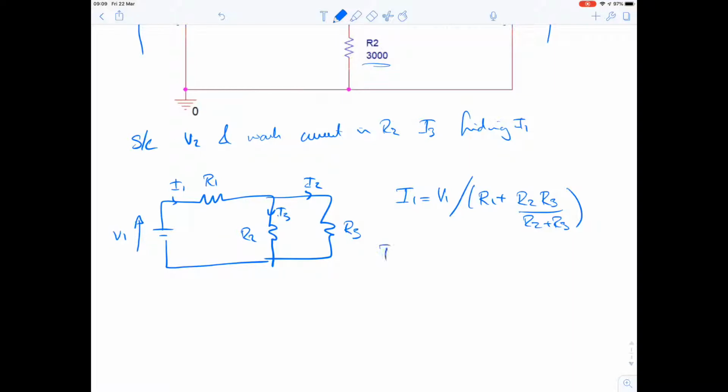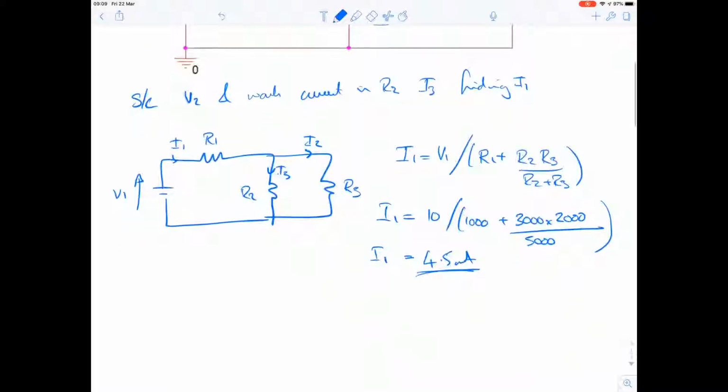If I now plug in some numbers for that one, I can calculate I1. I have 10 volts divided by the resistance. R1 is 1000 ohms, R2 is 3000 ohms, and R3 is 2000 ohms. The sum total of 2 and 3 is 5000 ohms. Okay, let's plug in some numbers into the calculator and see what we get for I1. Well, I've made that 4.5 milliamps. Okay, so there's my current I1 proportional to V1.